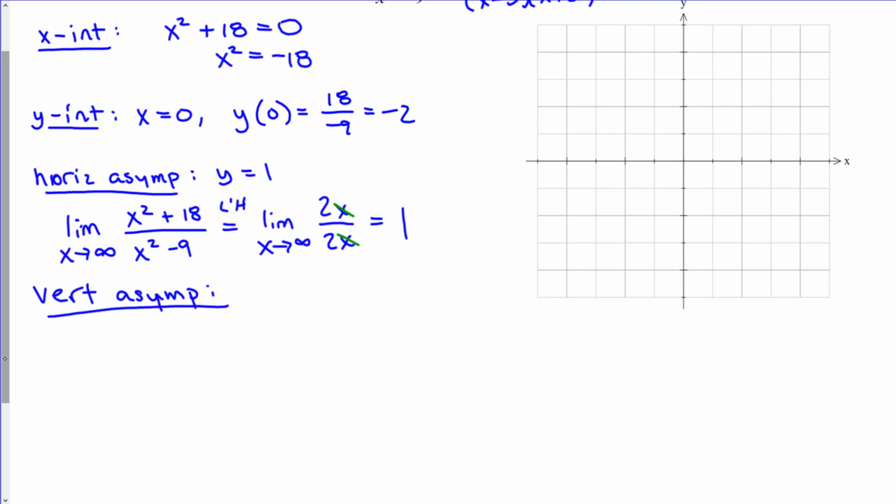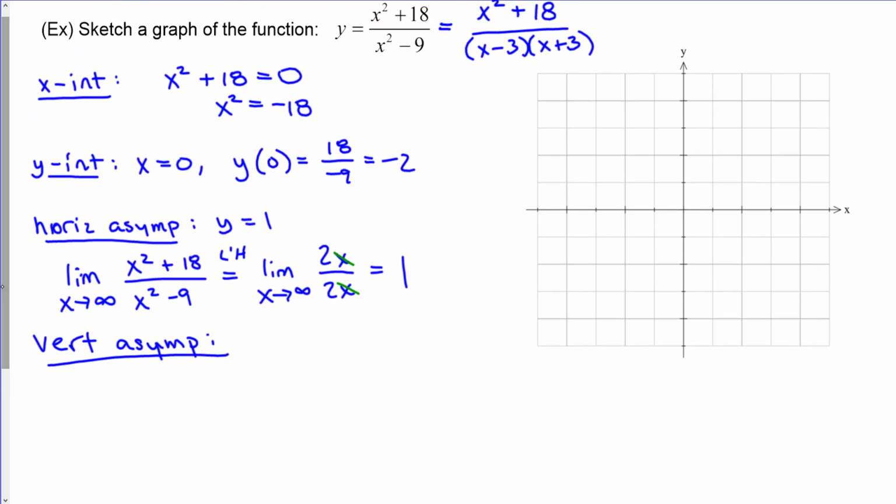Vertical asymptotes are going to occur where division by 0 happens. So that's going to be the zeros of the denominator. So in this case, it would be at x equals 3 and x equals negative 3. So we already have a lot of information about our graph. Let's put things together, see what we can do with it.